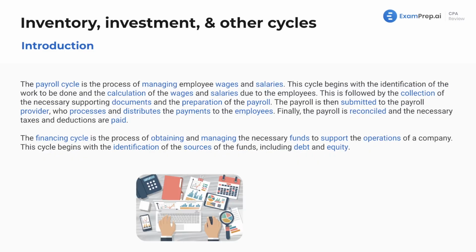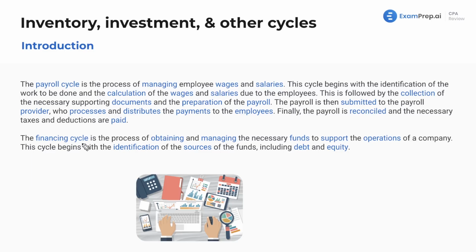Like I said, we got a few other cycles here. We got the payroll cycle. This is the process of managing employees' wages and salaries. The cycle begins with the identification of the work to be done and the calculation of the wages and salaries due to the employees. This is followed by the collection of the necessary supporting documents and the preparation of payroll. Payroll is then submitted to the payroll provider. Think of something like ADP, who processes and distributes the payments to the employees. Now, finally, the payroll is reconciled and the necessary taxes and deductions are paid. We'll see that cycle and how it all flows through.